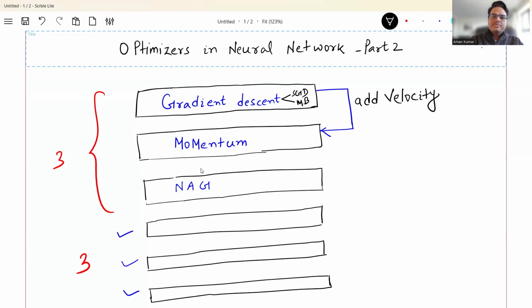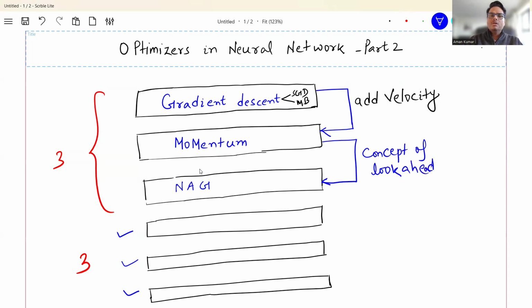Now, NAG is different from momentum by just one addition on top of momentum, and that is the concept of look ahead weight. So I will say concept of look ahead. If you add one simple concept on top of momentum, that becomes your NAG. Those are the basic differences between how gradient descent, momentum and NAG are different, and how momentum behaves differently than gradient descent.